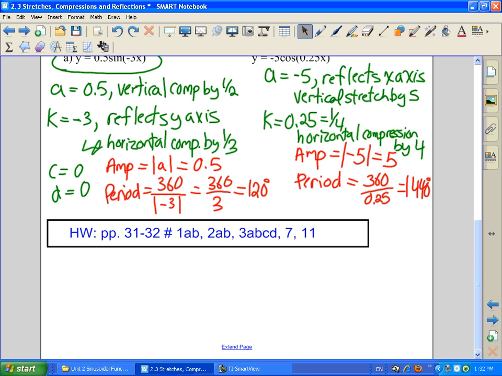Here's your homework today: page 31, 32, 1A, B, 2A, B, 3A, B, C, D, and 7 and 11.